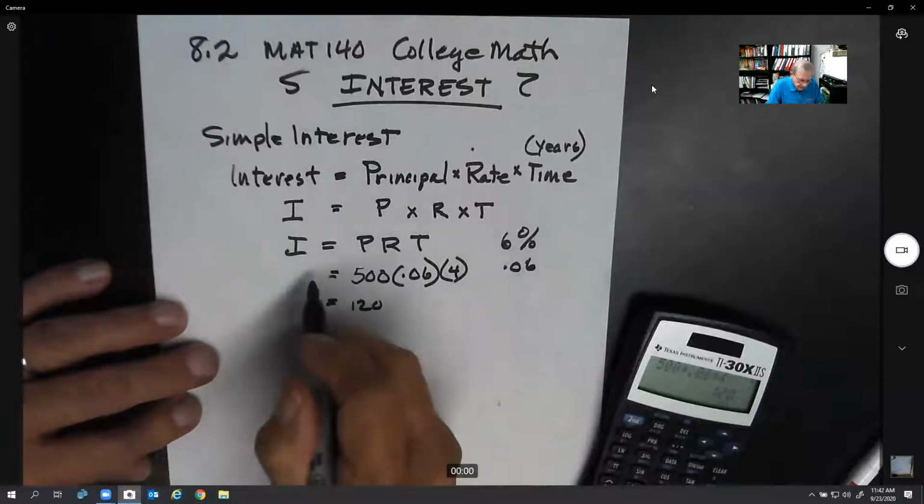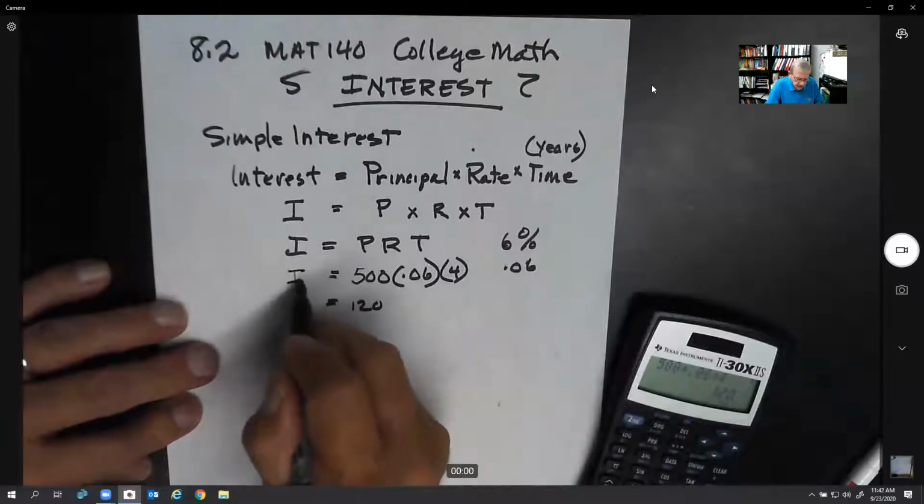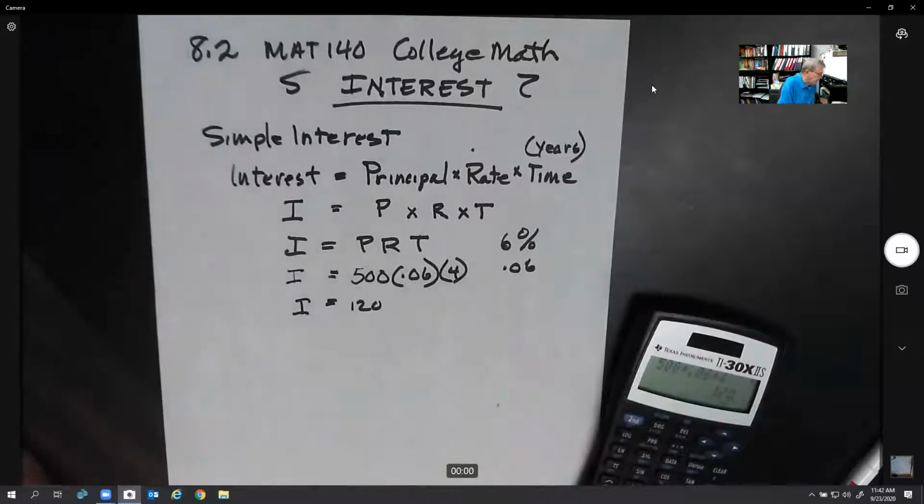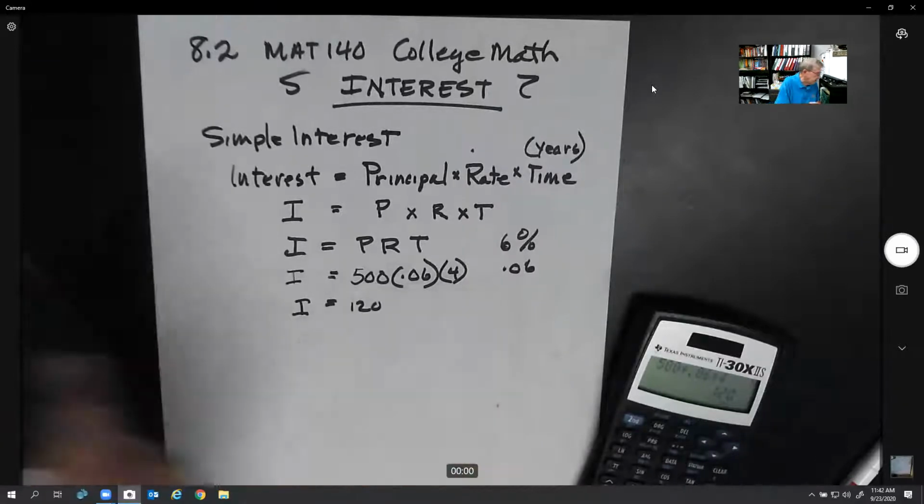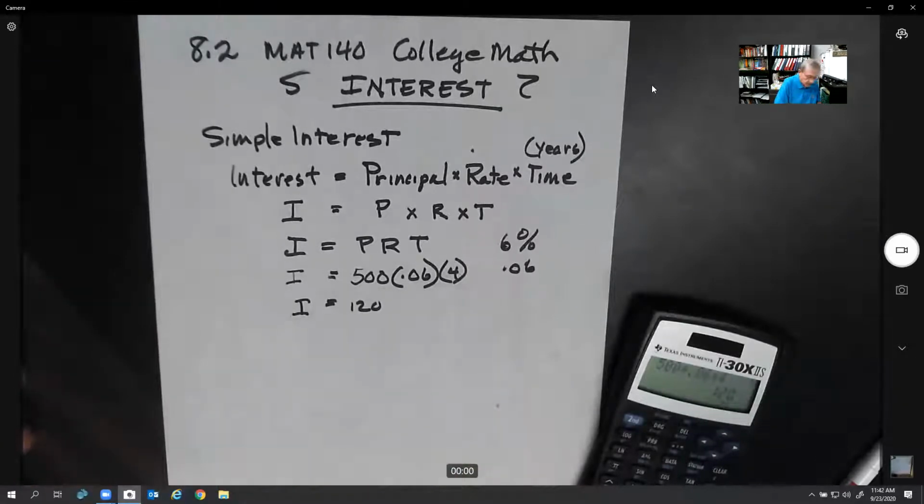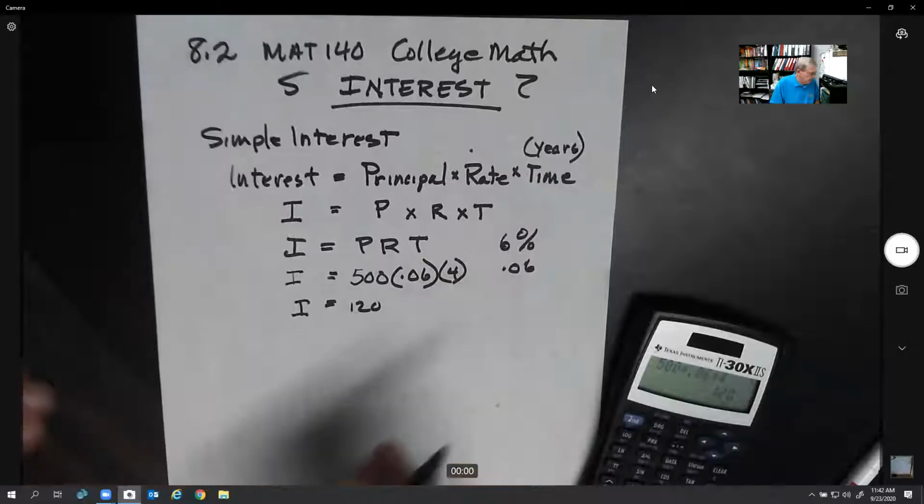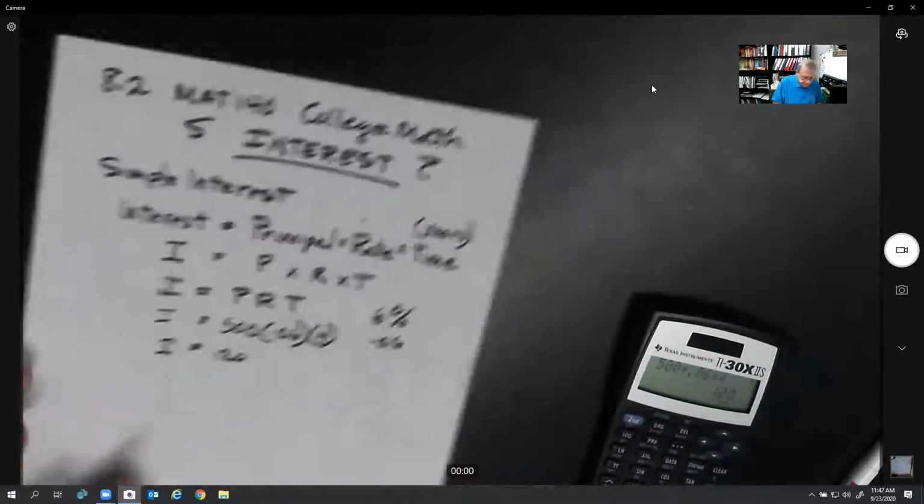It depends what you're doing. If you're receiving this money, then you get $500 back plus your interest. If you're paying it out, then you pay 500 plus your interest. So the interest after 4 years is $120.